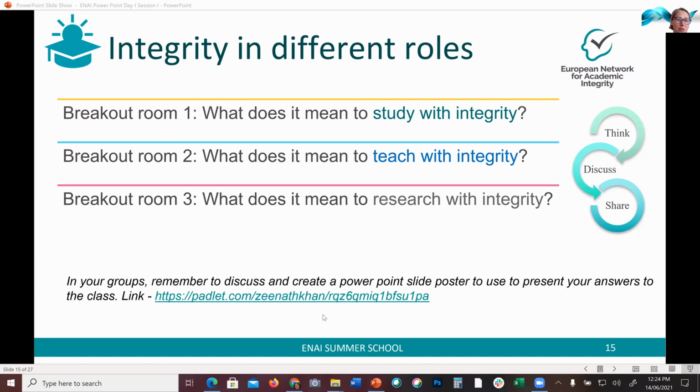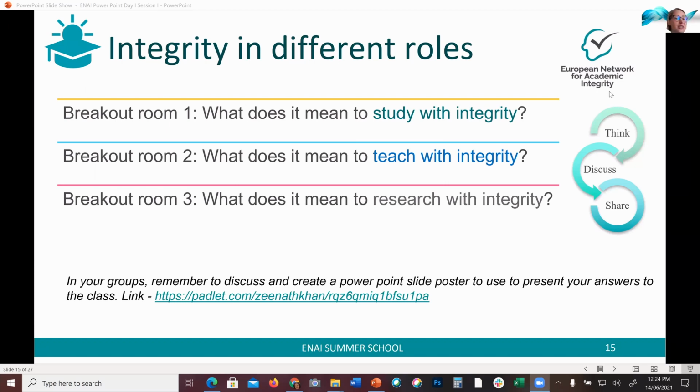and to try to answer these questions. Room 1, what does it mean to study with integrity? Breakout room 2, what does it mean to teach with integrity? And finally, what does it mean to research with integrity? And we think that all of you can see yourself in any of these roles because you might study now, but maybe teach or research later. Maybe you study, teach, and research all of it at the moment.